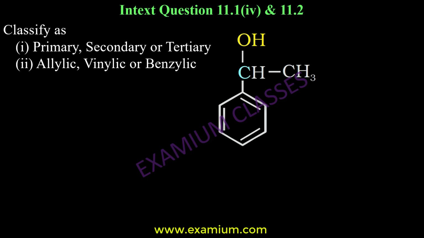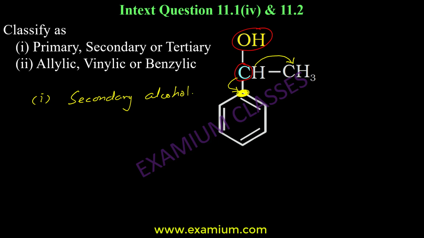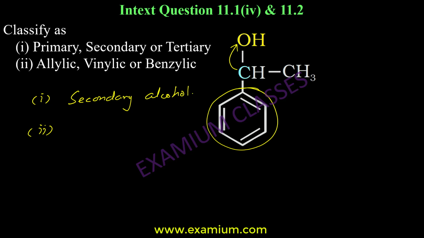Next one. In this, the carbon which is attached to OH is attached to how many other carbons? So here we see that it is attached to 1 and 2 other carbons. Remember, there is a carbon here which is not shown. So this carbon is attached to 2 other carbons. It means it is a secondary alcohol. Now we should talk in terms of allylic, vinylic, and benzylic. The carbon which is attached to OH has the benzene ring attached. It means it is benzylic alcohol.